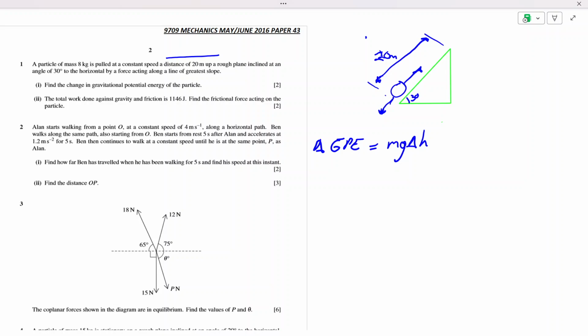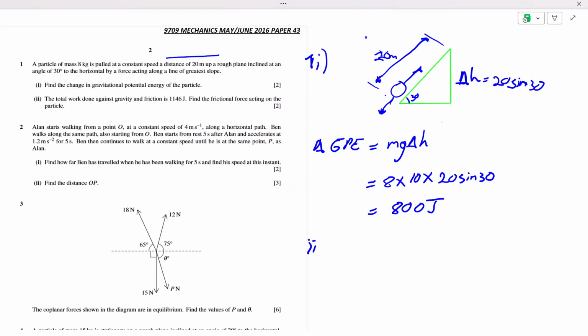So to get the height, we're going to find the opposite side of the triangle of the inclined plane, which is going to be delta h equal to 20 sine 30. To find GPE, now we just plug in the values that we have. The mass is 8 kg, the value of g is 10 meters per second squared, delta h is 20 sine 30. Then when we plug that in the calculator, we get 800 joules, since it's energy. Okay, so that's it for question one, part one.